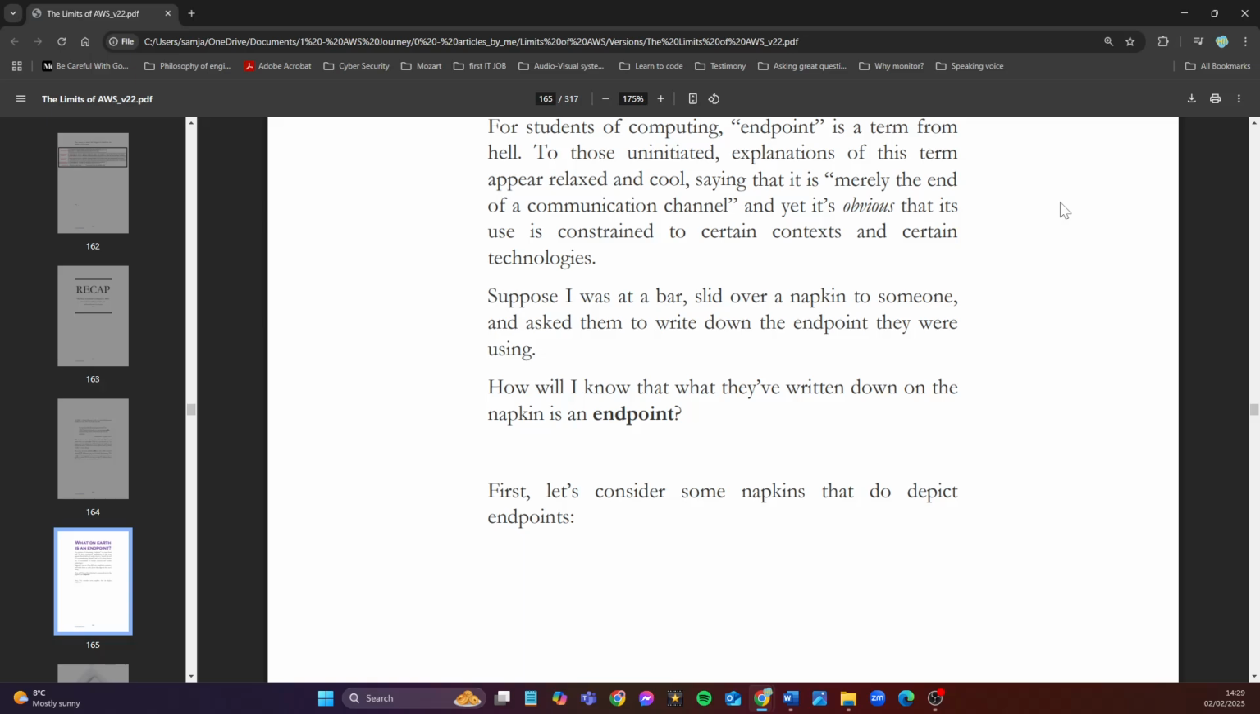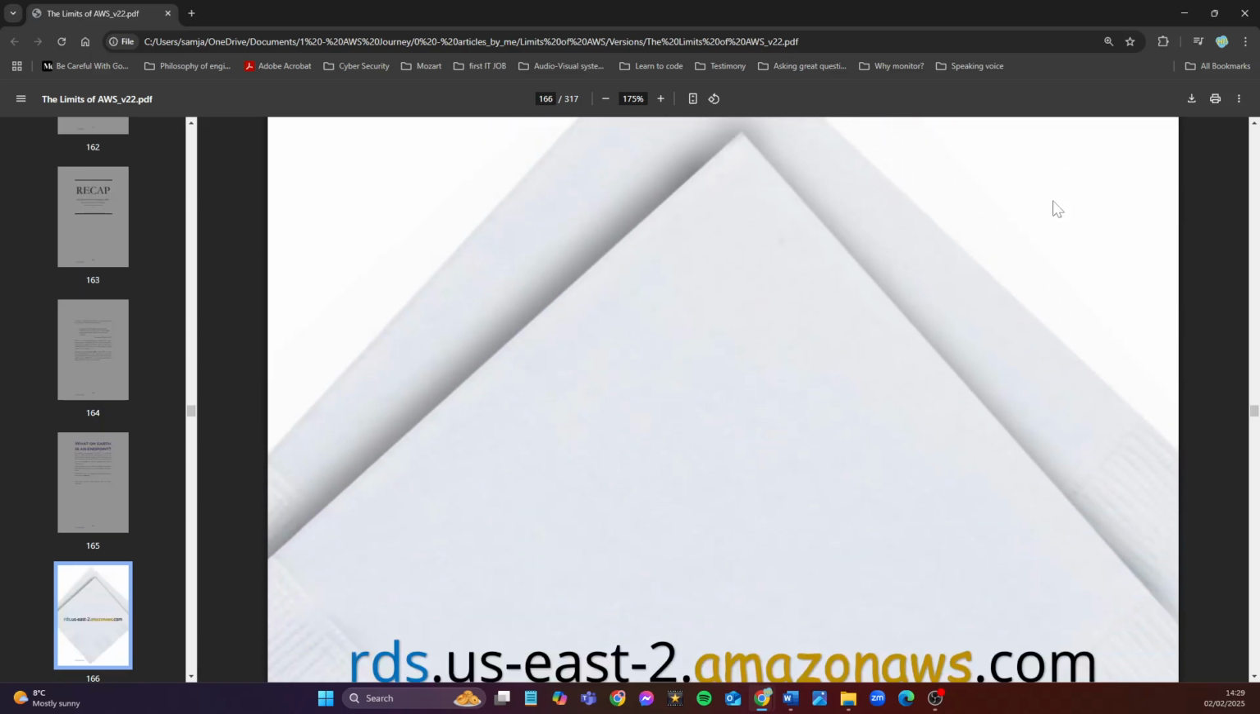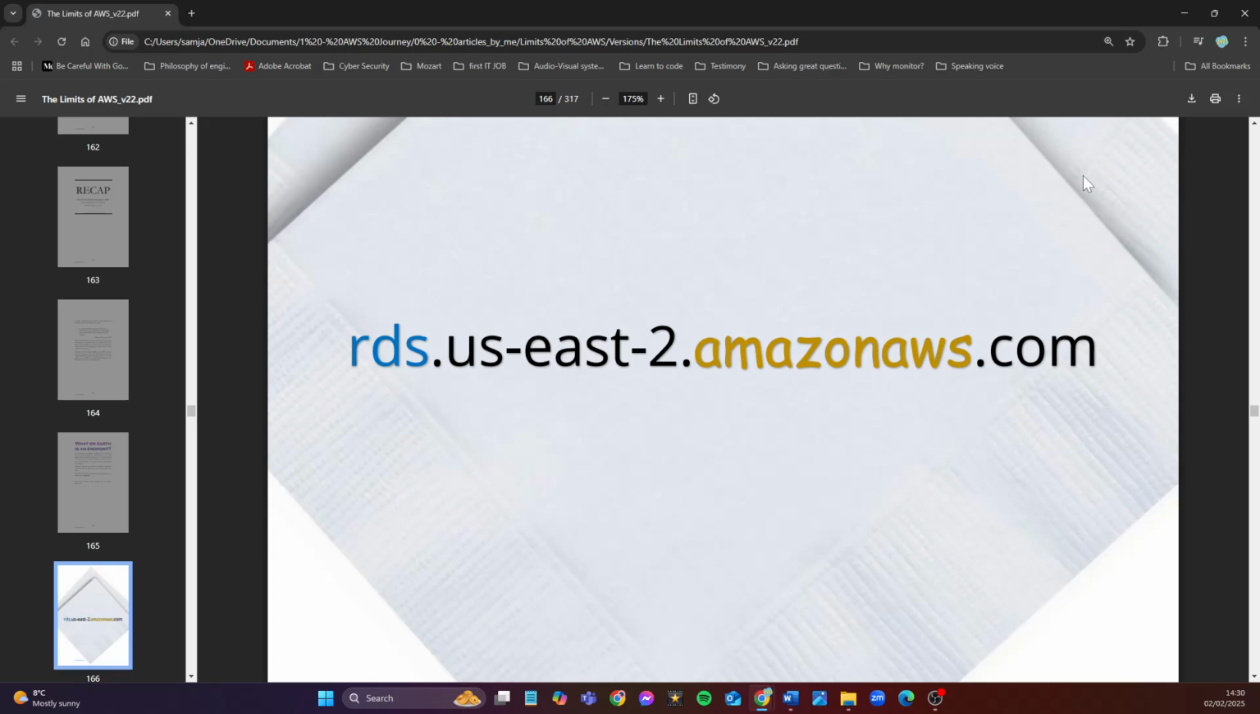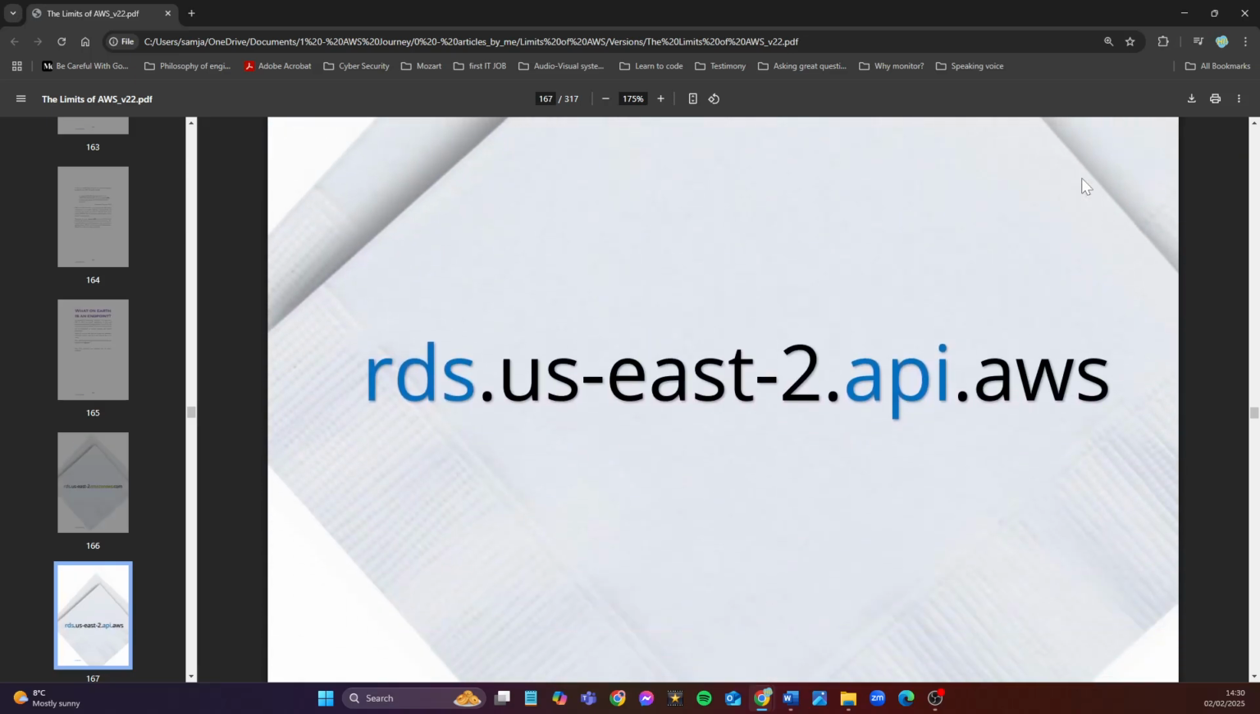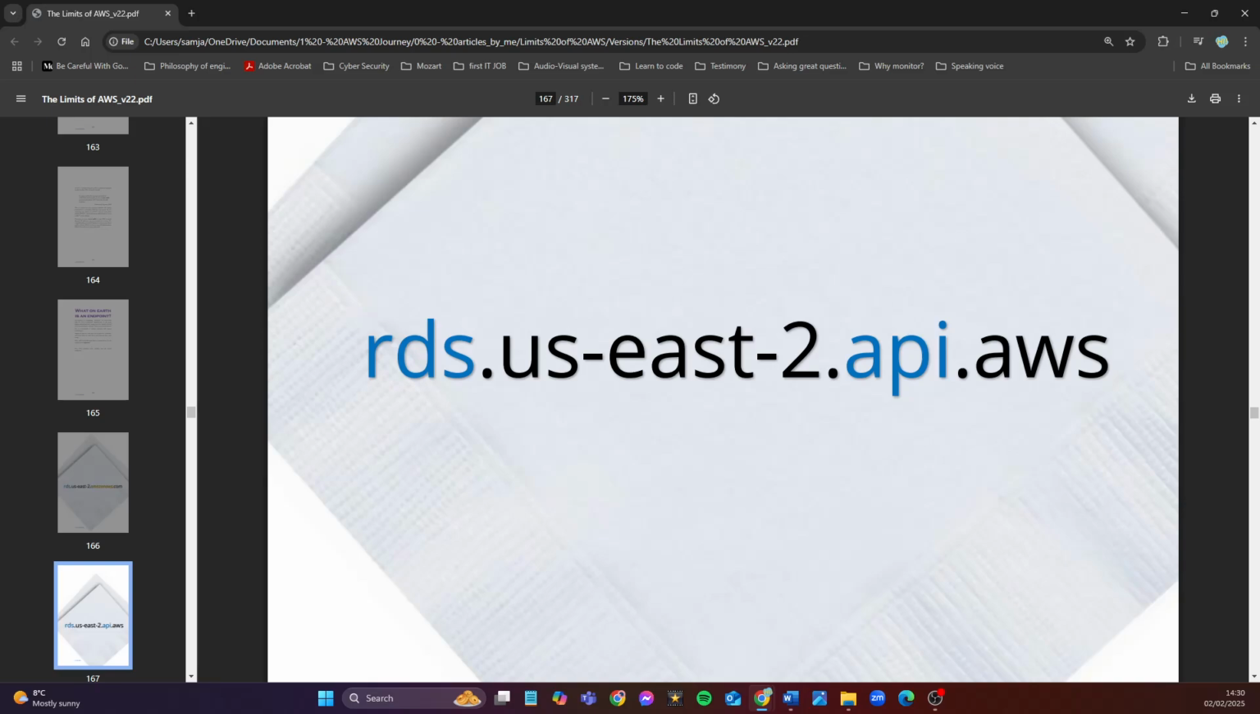First, let's consider some napkins that do depict endpoints. Here's our first napkin. Take a look at that. A second napkin. US East 2, that's Ohio. Have you ever been to Ohio? They get the number 2 there. This says rds.us-east-2.api, and then there's another dot, and then it says aws. So A, W, and S. There's no Amazon. 4 parts. We've got the letters A, P, and I as one of the 4 parts.